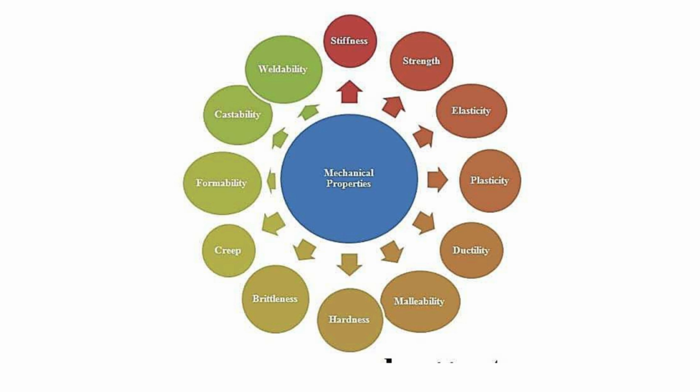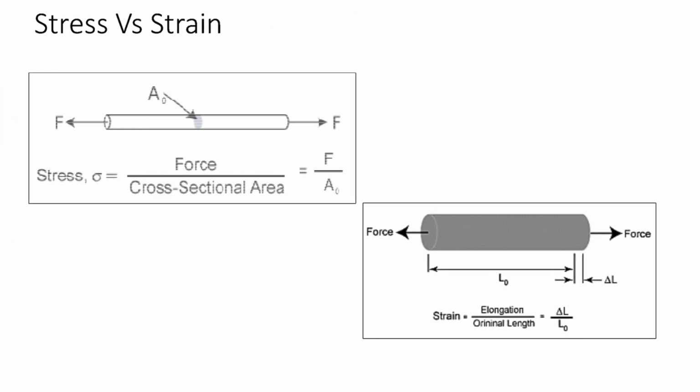Now, to understand many of these properties, we need to grasp a fundamental concept: stress versus strain. Imagine a force being applied to an object. Stress is defined as the force divided by the cross-sectional area of the material. So it's force over a specific area. Now, what does this force cause? Deformation. And strain is the measure of that deformation. It's calculated as the elongation, or the change in length, divided by the original length. So a force causes stress, which leads to strain, or deformation.